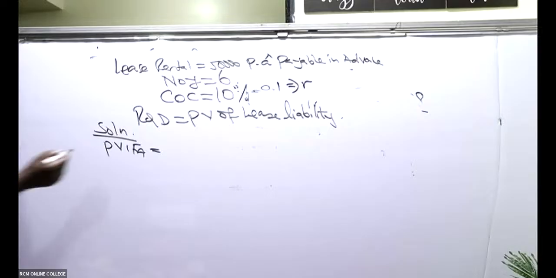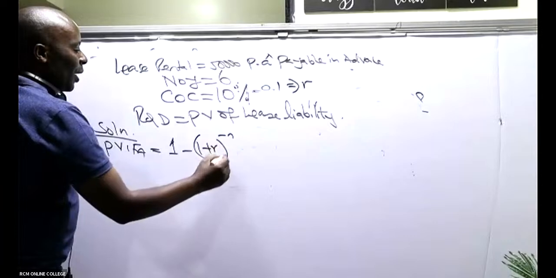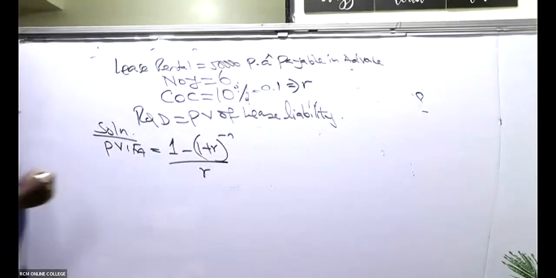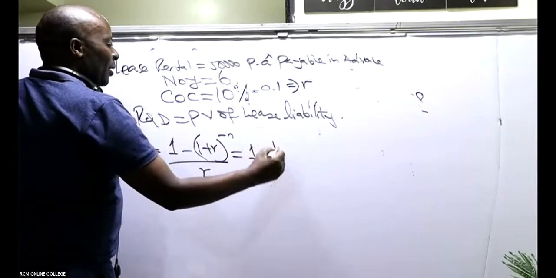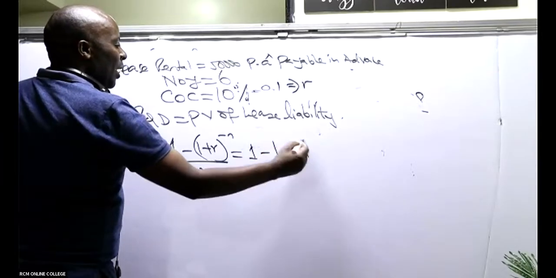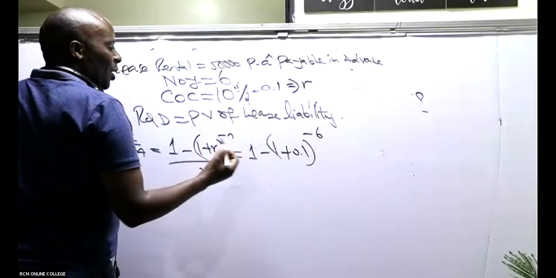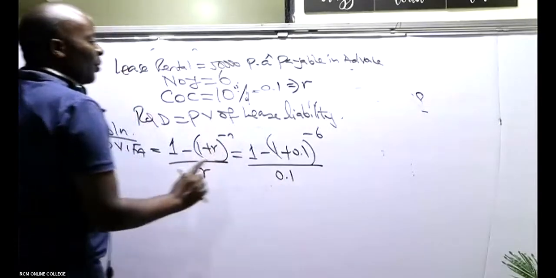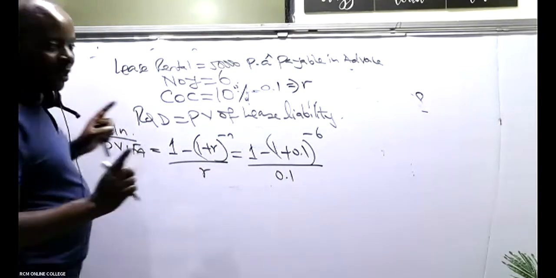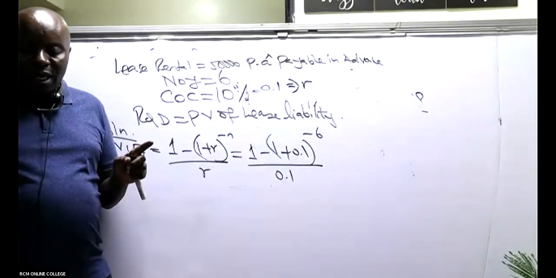So my PV-FA here will be 1 minus this simple formula, and then we divide everything by R. So this will be 1 minus (1 plus 0.1), because R is 0.1, raised to minus 6, and then we divide everything by R, which is 0.1. Everybody, ensure that you are able to get this using your calculators.